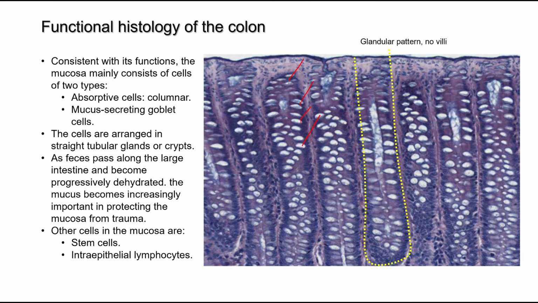The absorptive cells are the columnar cells, and the goblet cells are mucus secreting cells, because as the feces pass along the large intestine, they become progressively dehydrated, more formed, and it becomes increasingly important to protect the lining epithelium by secreting more mucus. Of course, there are other cells again. There are stem cells. Sometimes we can see intraepithelial lymphocytes as well.